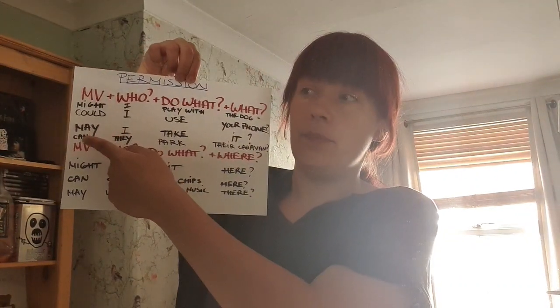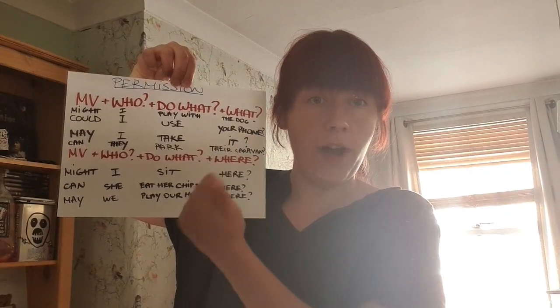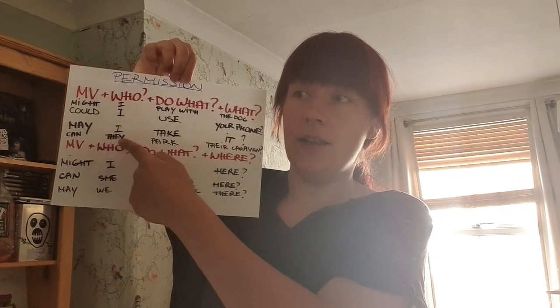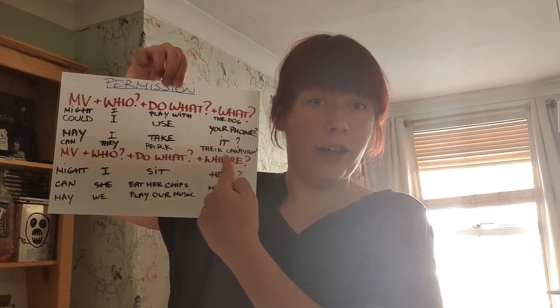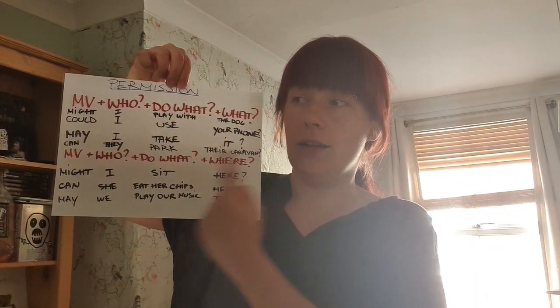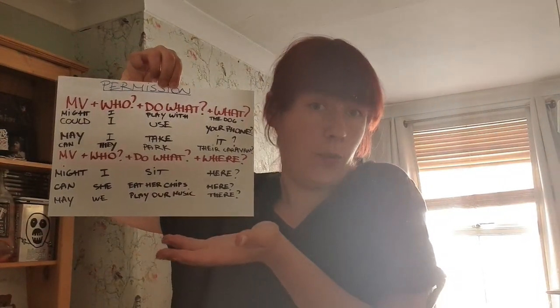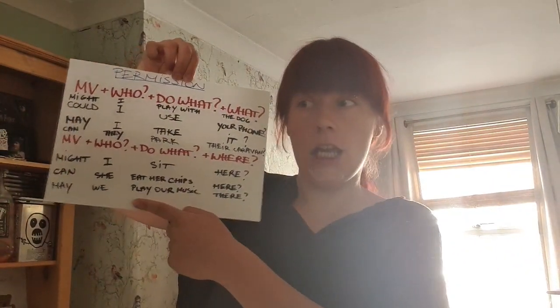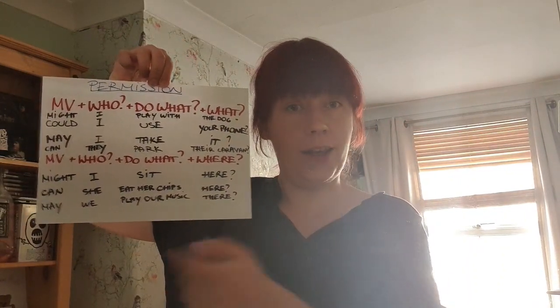We already had that. May I take it? So you've got your pronoun it. May I take it? Can they park their caravan? Okay. May they park their caravan? Or you've got the who, do what, where. Might I sit here? Can she eat her chips? Do what? Eat her chips. Okay, it's a long one, but it's do what? Eat her chips. Where? Here. Or may we play our music there? Do what? Play our music. Where? There. Okay.